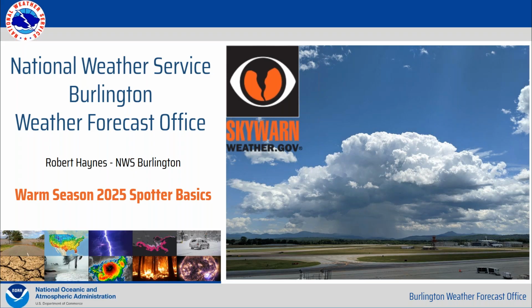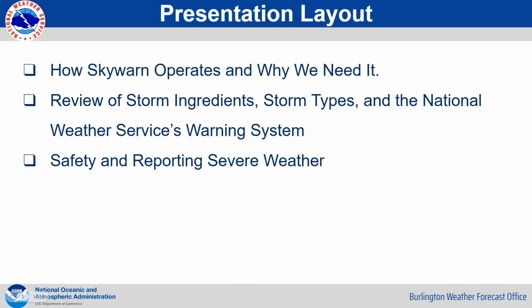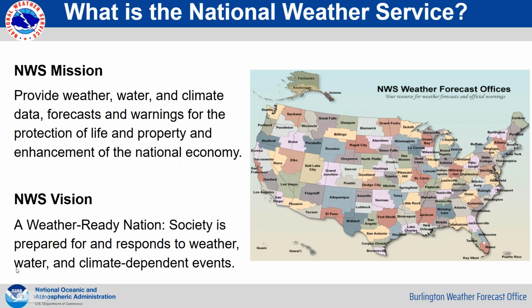So without any further ado, let's begin our warm season spotter class. We're going to discuss this morning how Skywarn operates and why it's important to us here at the National Weather Service. We'll go over a review of storm ingredients, storm types, and our warning system here at the National Weather Service, and then talk about safety and how to report severe weather information to us.